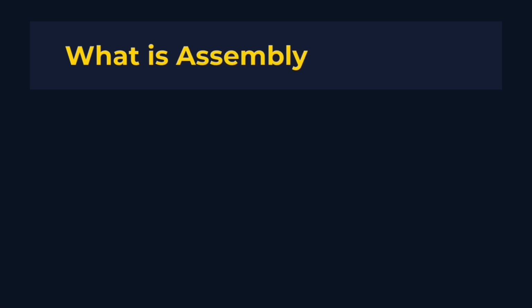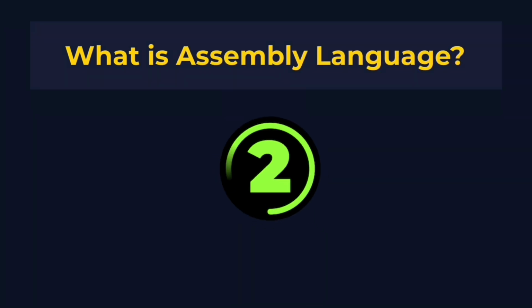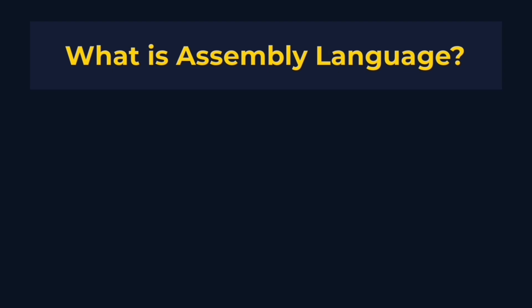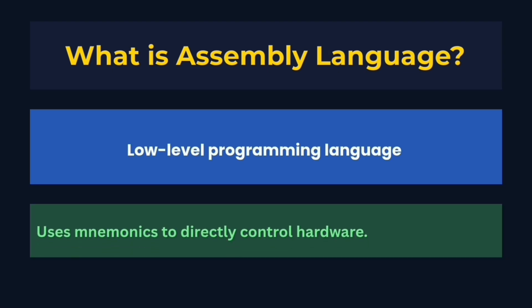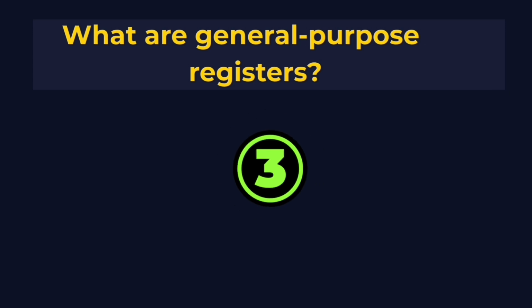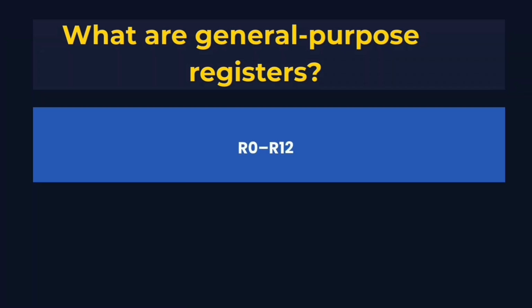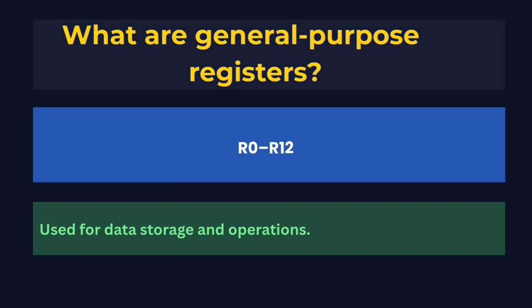What is assembly language? Assembly language is a low-level programming language that uses mnemonics like move, add, etc. to directly control hardware. What are general purpose registers? In ARM7, register R0 to R12 are called as general purpose registers. These are used to store some data or to perform some operation on any given data.